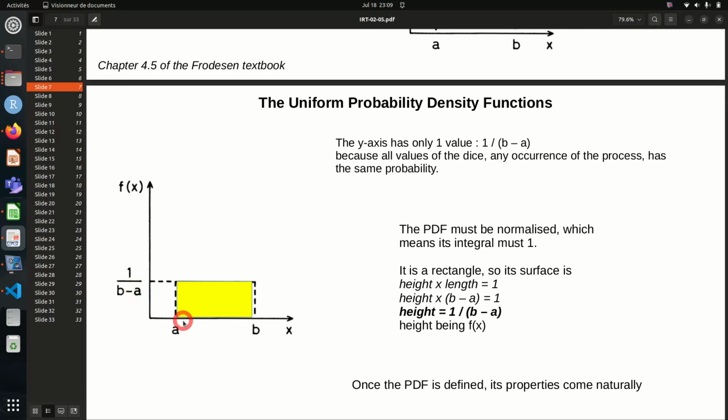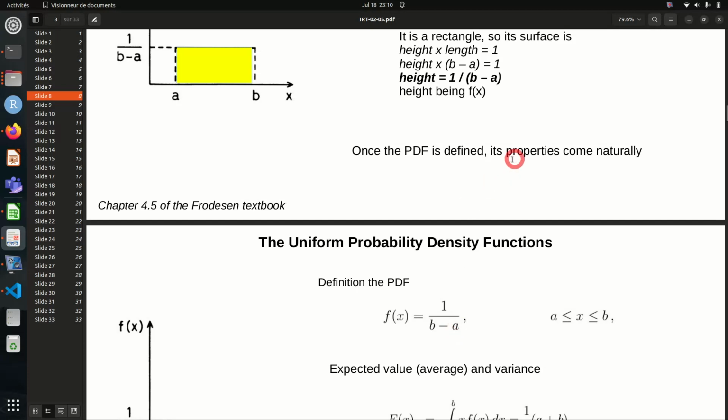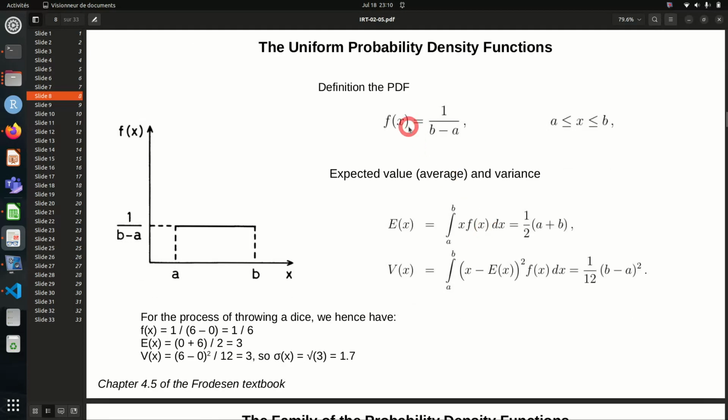The advantage of having such a mathematical model is that once the PDF is defined, so mathematically defined, like here, then all the properties come very naturally. Which means that if we have a mathematical function defined by that, so this is the mathematical model for the process of throwing a dice, then we can know, for instance, the average value and the variance. So the variance, it's somehow the standard deviation. Remember, there is just a square root between the two.